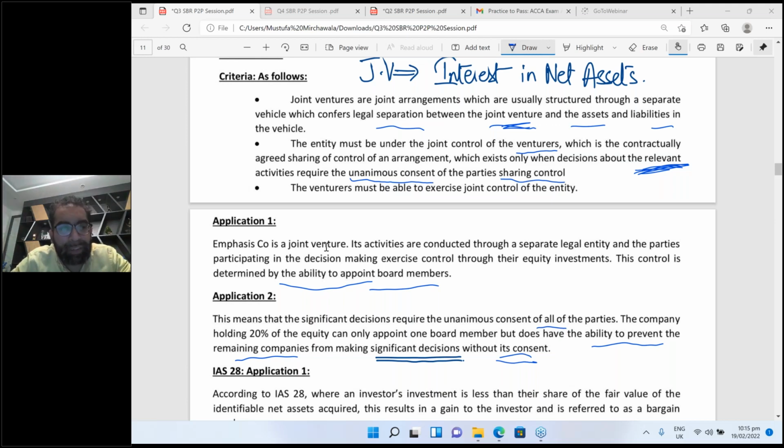This is not joint operation. Why? Because joint operation is not normally operated through a separate vehicle. In joint operation, normally the shares are not distributed. The parties directly own the assets. They don't own the shares. They say this building is mine, this furniture is mine.